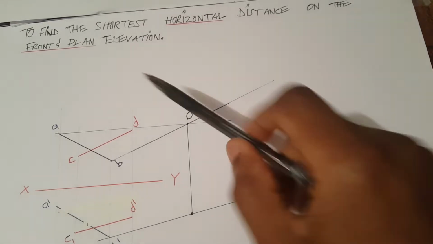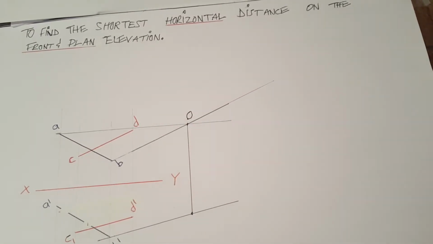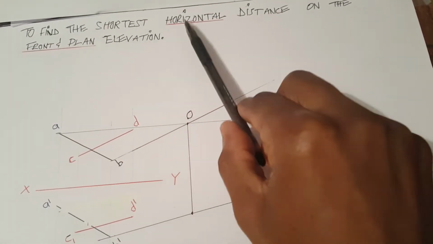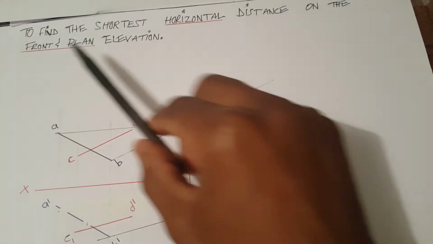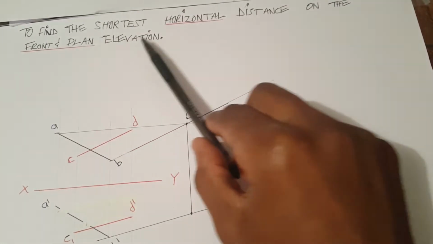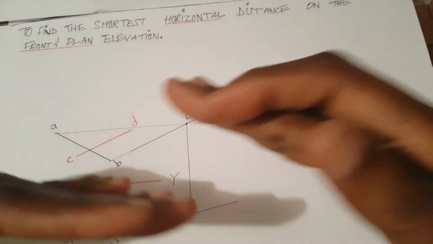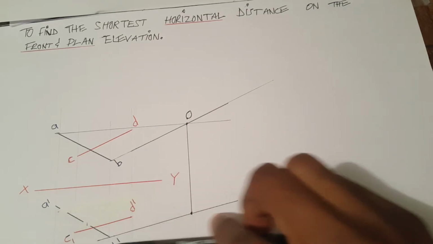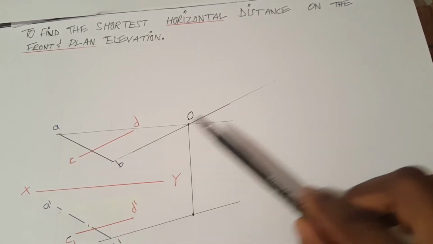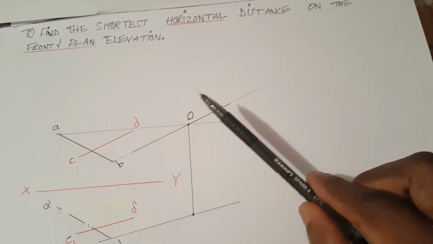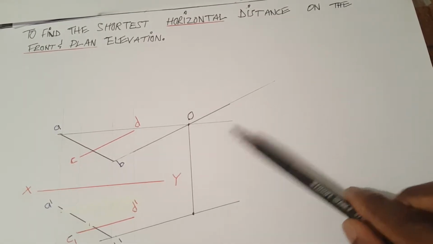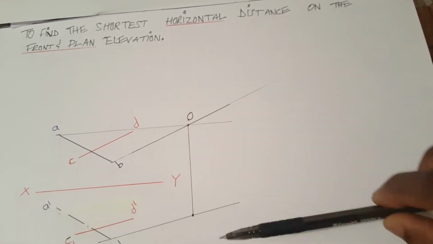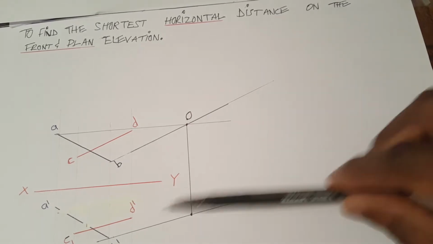For this video, I will be focusing on skew lines. For this example, my objective is to find the shortest horizontal distance on the front and the plan. So we want to find the shortest horizontal distance between both lines on both the front elevation and also on the plan. The technique here is basically the same for finding the shortest horizontal distance, but with horizontal, some techniques are somewhat different.